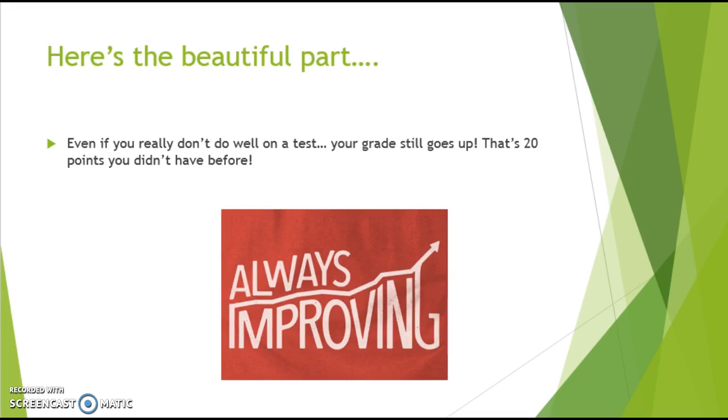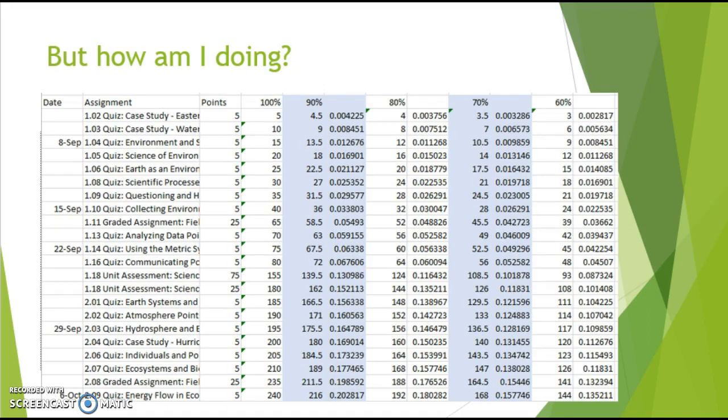Even if you don't do well on something, your grade still goes up. Say you really bomb the test and only get 20 out of 75 points. That is still 20 points that you didn't have before. Now that can be tricky to figure out, well, where am I at?